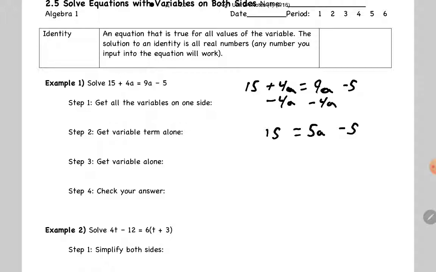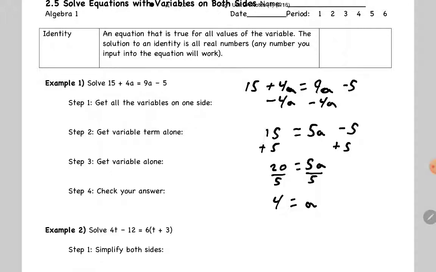Now we need to get the variable term alone. So goodbye 5 by adding 5 to this side. 20 equals 5a, divide by 5, divide by 5. a equals 4.